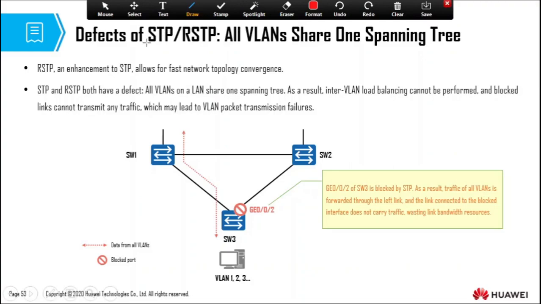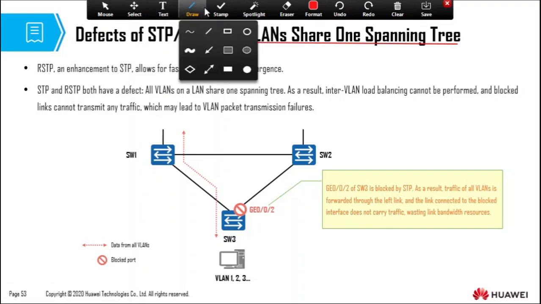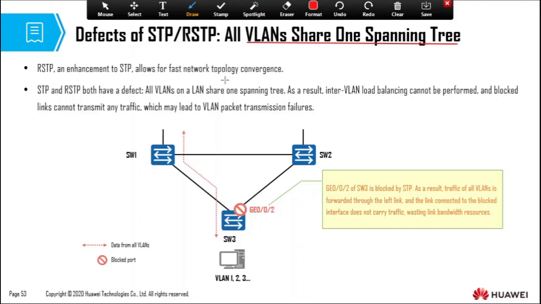Another problem with both STP and RSTP is that when we create multiple VLANs, all the VLANs share the same spanning tree. So all of them have one spanning tree. What's the problem with that? What's the problem with sharing the same tree?